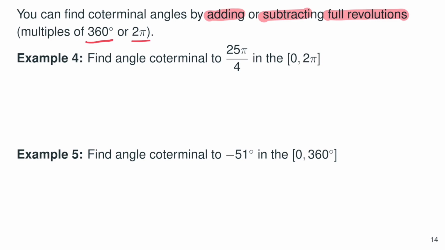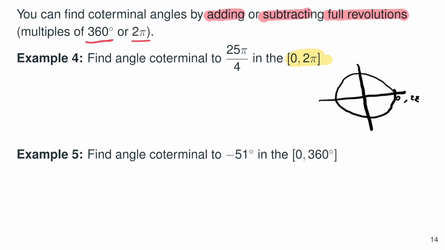So example 4, find the coterminal angle in 0 to 2 pi. Let's talk about the 0 to 2 pi first. Why is this important? Because it is essentially saying find the angle in this full rotation, 0 to 2 pi. Sorry, that's not the best circle. So we want to look at an angle between 0 and 2 pi.